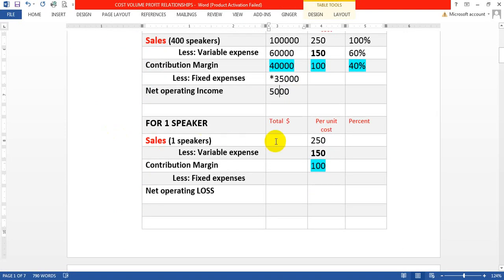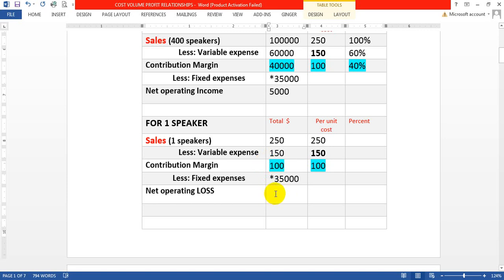For 1 speaker, what would be the cost? 250 multiplied by 1, again 250, 150 multiplied by 1, 150, 100 multiplied by 1, 100, and the fixed expense remains fixed. Again I have told you, whether you are making 1 unit, 5 units, 10 units, or 20,000 units, whatever you are making, the fixed expense remains fixed at all levels of activity.